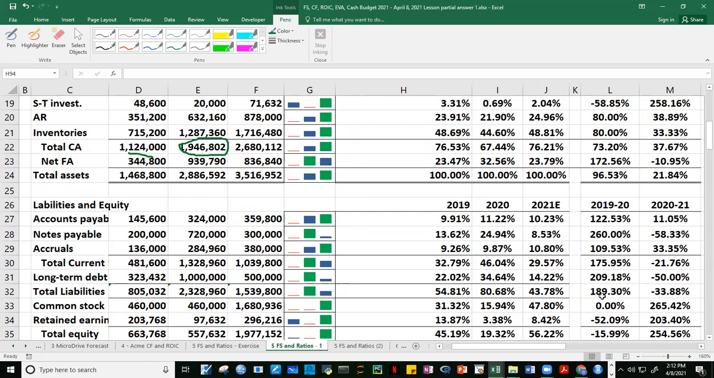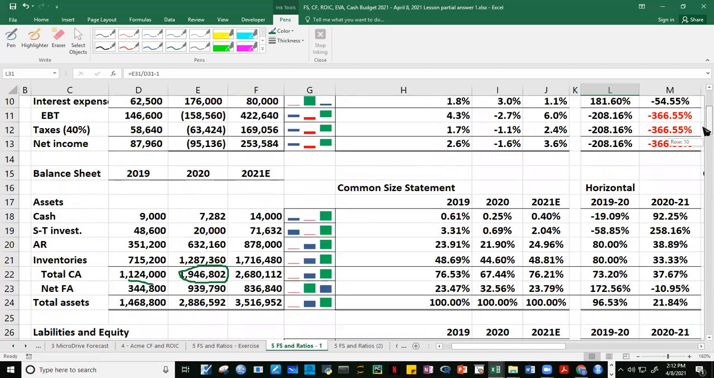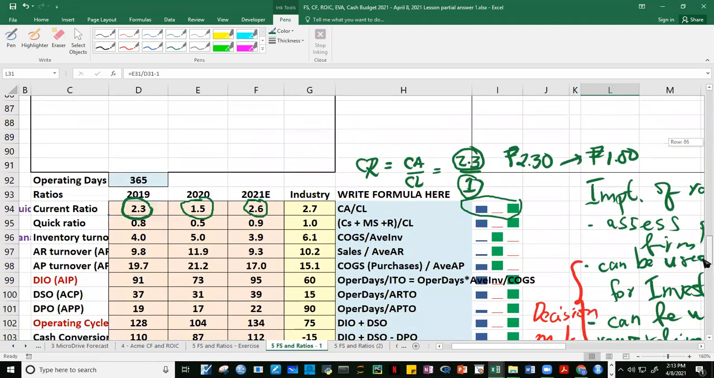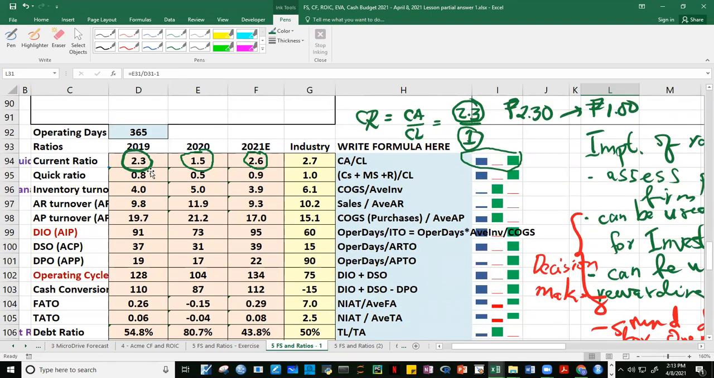209% or more than twice yung increase, samantalang yung increase ng current assets natin is just 73%. Nag-increase si current assets ng 73%, tapos si current liabilities nag-increase ng 209%. Ang laki nga talaga, no? So that explains why yung current ratio natin bumaba siya from 2.3 down to 1.5. Tapos tumaas na naman ng 2.6. So medyo naging challenge siguro sa kanila yung 2020.